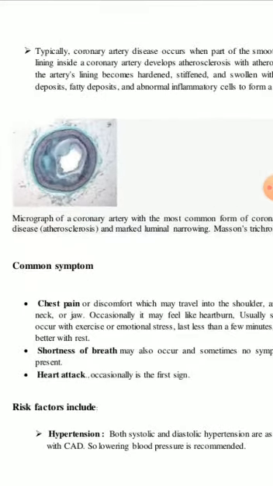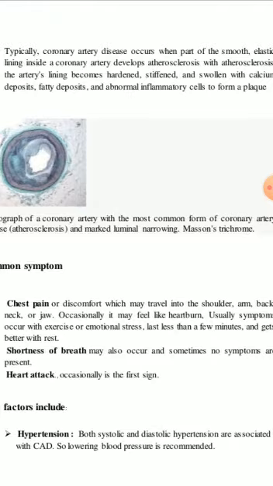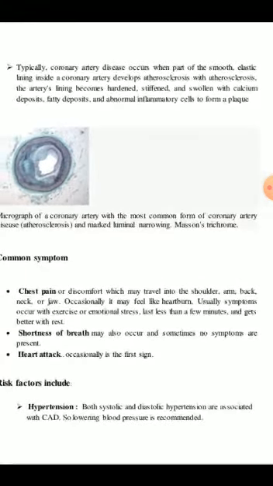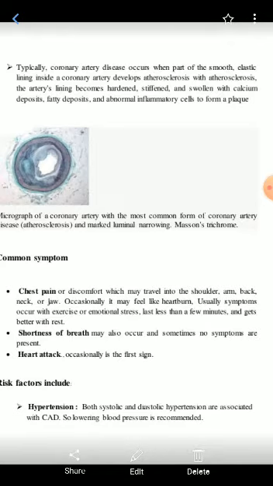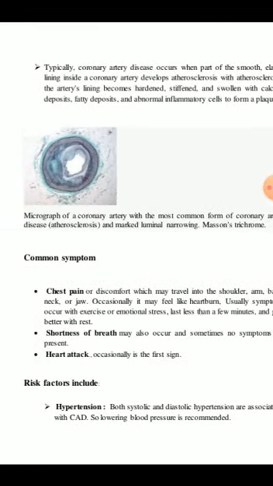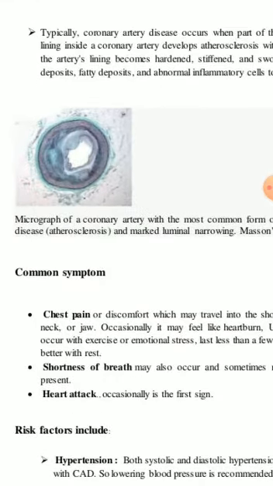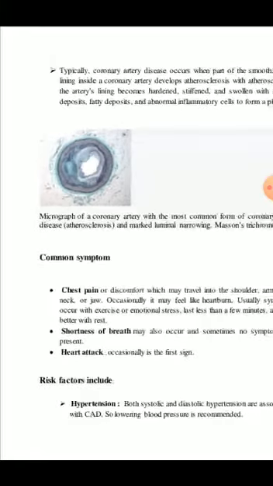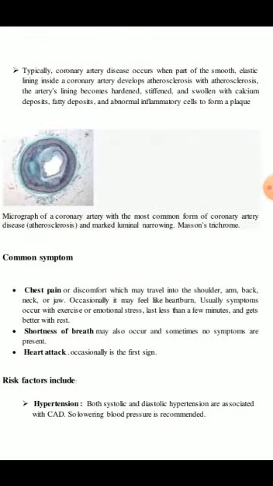Okay, there is a picture showing that coronary artery disease occurs when part of the smooth elastic lining inside the coronary artery develops atherosclerosis, and the artery lining becomes hardened, stiffened, and swollen with calcium and fatty deposits, and abnormal inflammatory cells form the plaque. You can see this in the diagram as well, showing the atherosclerosis.